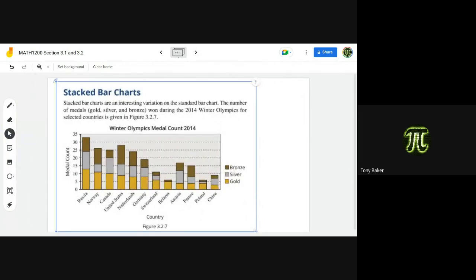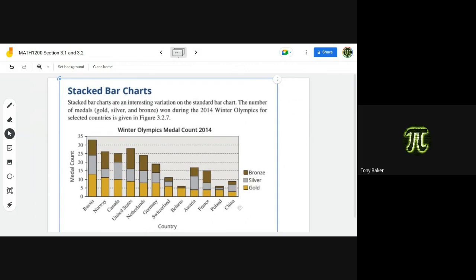This one you do see quite often. This is known as a stacked bar chart. A stacked bar chart allows us to organize the data in a way that'll make it a little easier to understand. So in this graph, this is the Olympic medal count for the Winter Olympics in 2014. Which country had the most medals? Russia.